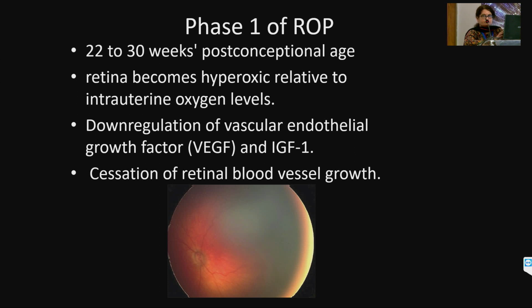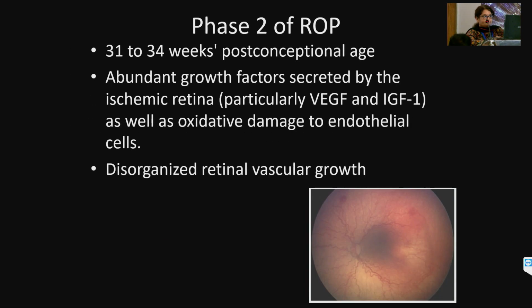What is happening is that the retinal blood vessels are reacting to the hyperoxic state by vasoconstriction, and naturally there will be a downregulation of vascular endothelial growth factor and insulin-like growth factors, and subsequent to that there will be cessation of retinal blood vessel growth. So first there will be a cessation, that is phase 1, which usually occurs at 22 to 30 weeks of post-conceptional age.